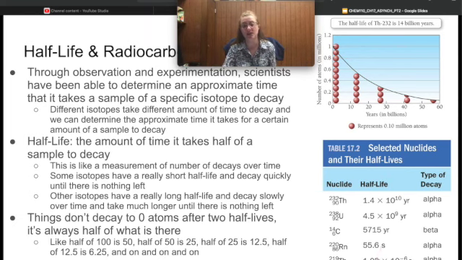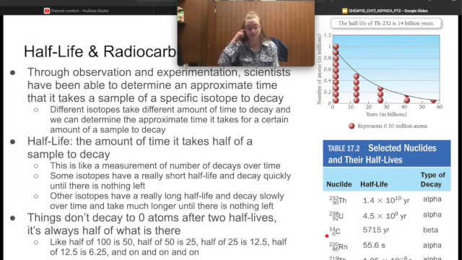So here's a list of different half-lives of selected nuclides. The half-life of thorium-232 is actually 14 billion years. So if you had a sample of 1 million atoms, it wouldn't even be fully decayed by the time you had reached, like, 60 billion years there. So it takes a really, really long time to decay.